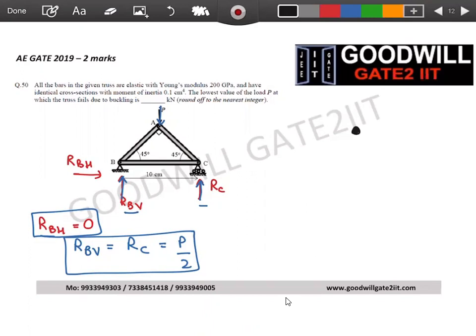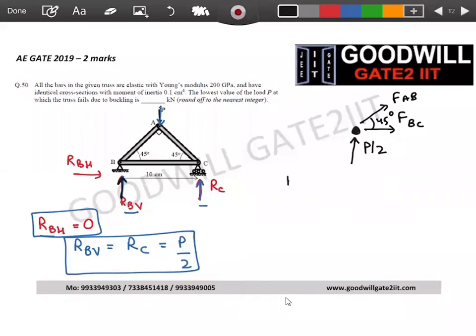So at B, there is a reaction force here, which is P by 2, the RBV. There is no horizontal force. There will be a force, which I'll call the force of member BC. And there will be a force, which I'll call AB, at an angle of 45. Now we have 2 unknowns. We have 2 equilibrium equations, right? I'll resolve in the X direction and in the Y direction, and my numerical is over. Let's resolve in the X direction first.